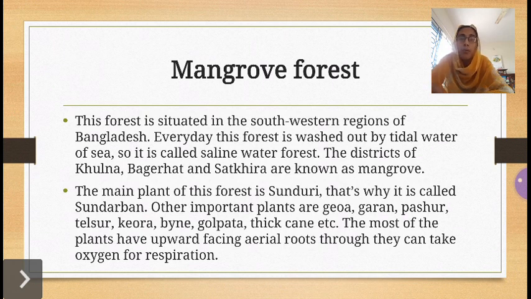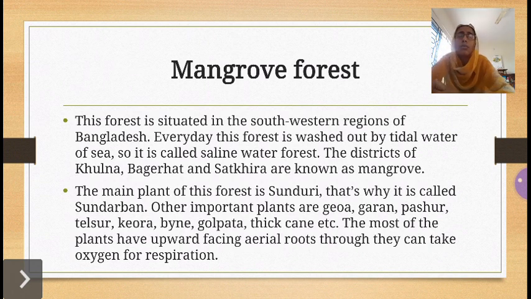Most of the plants have upward-facing aerial roots, so they can take oxygen for respiration. Generally, tree roots are located under the soil. Roots actually spread under the soil, but in the case of the mangrove forest their roots face upwards. You can find the aerial roots above the soil, just like my finger, facing upward. And through these they can take oxygen for respiration.